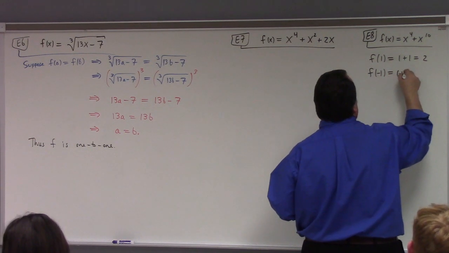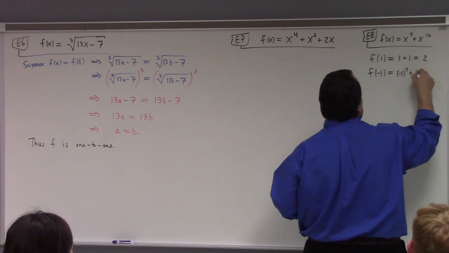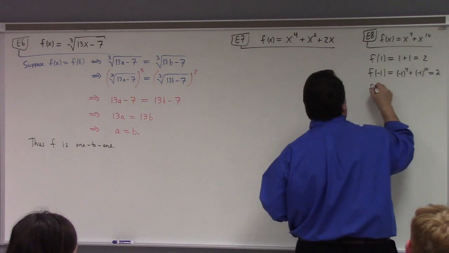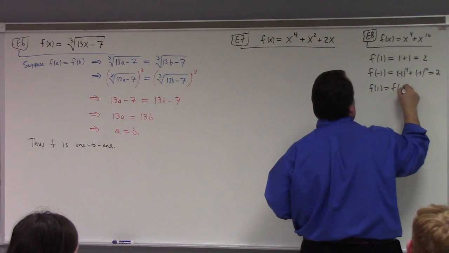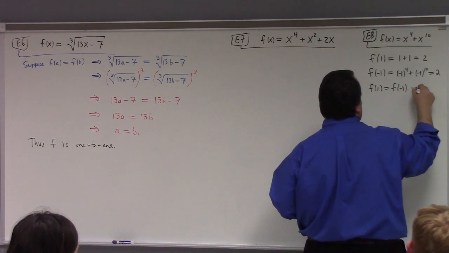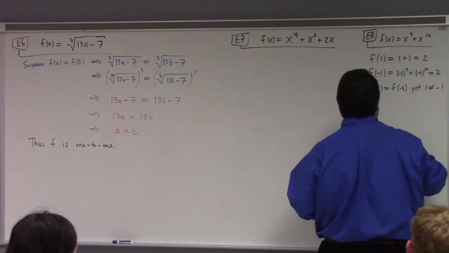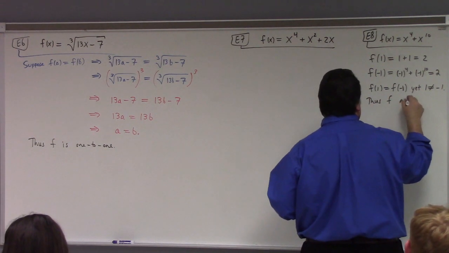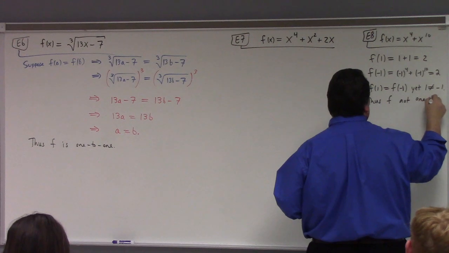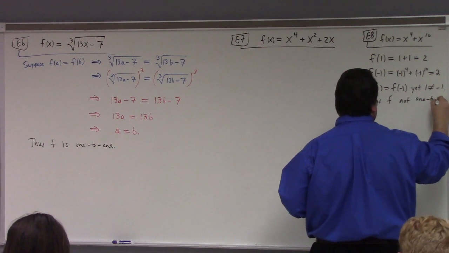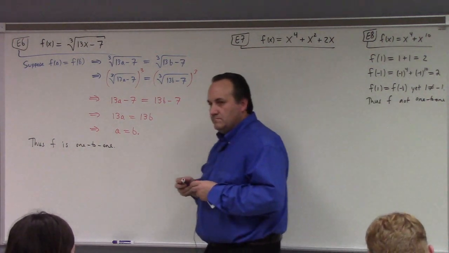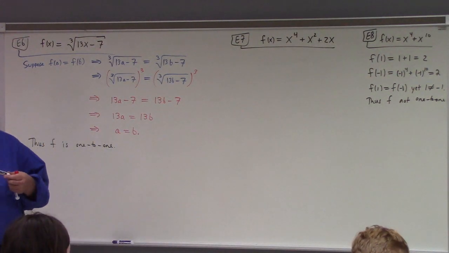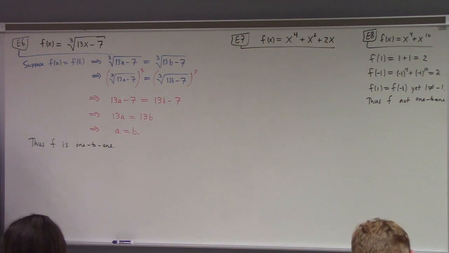Minus 1 to the 4th, right? Plus minus 1 to the 10th, which is also equal to 2. So we have f of 1 equals f of minus 1, yet 1 is not equal to minus 1. Thus f is not one-to-one. To prove something's not one-to-one, it actually suffices to give a counterexample.